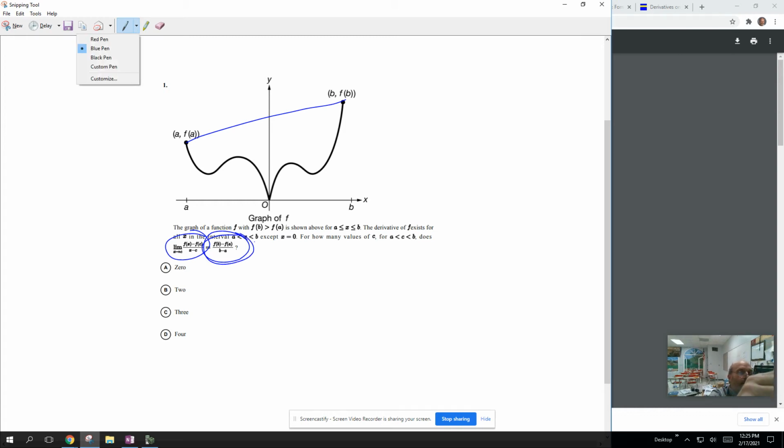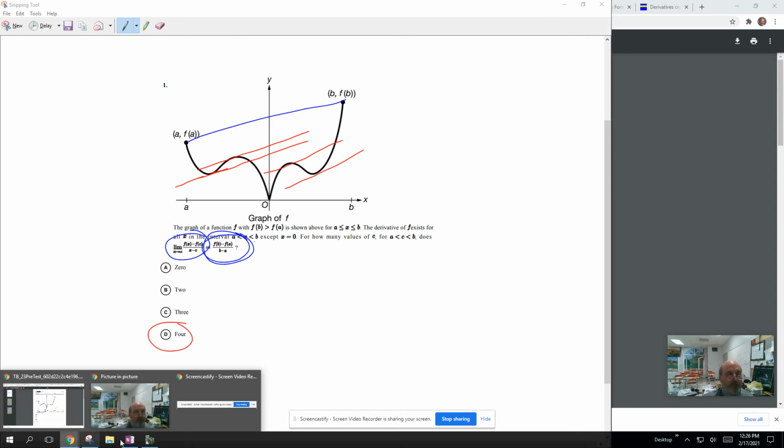Let's look at it. There's a tangent line there. It'll be parallel to that line. There's a tangent line there. It will be parallel to that line. There's a tangent line there, close enough. And there's a tangent line there. And that looks like all, so the answer here should be 4.